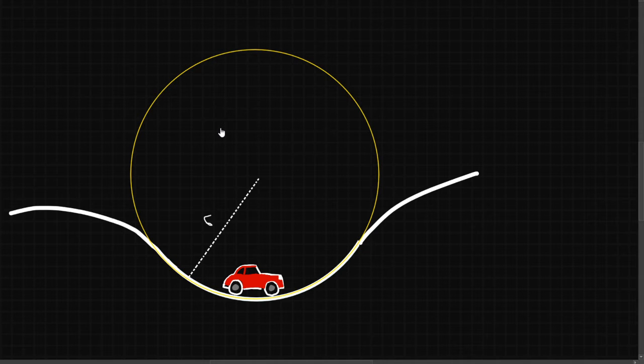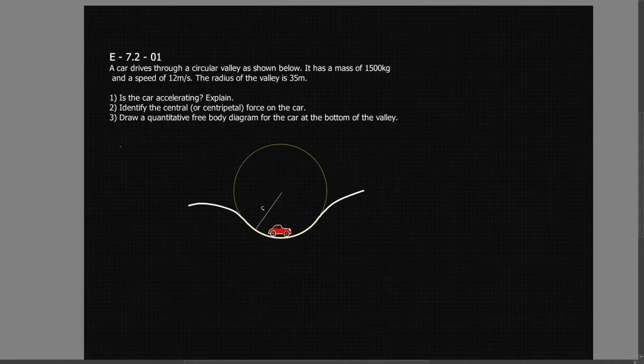The valley is roughly circular in shape, and we have a car traveling through it. So let's just walk through our questions right here. Car drives through a circular valley as shown below. It has a mass of 1,500 kilograms and a speed of 12 meters per second. The radius of the valley is 35 meters. And when I say the radius of the valley, I literally mean this circular shape that matches the valley is a 35-meter radius circle. Is the car accelerating? Explain.